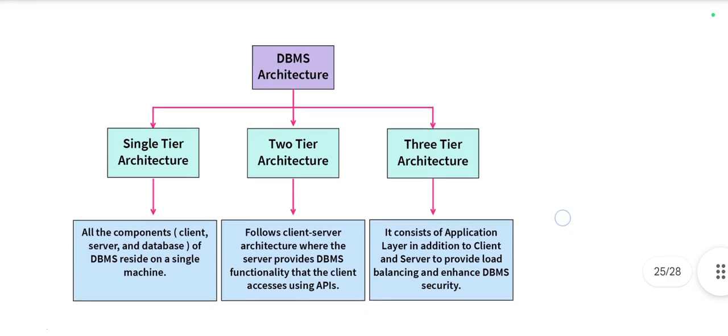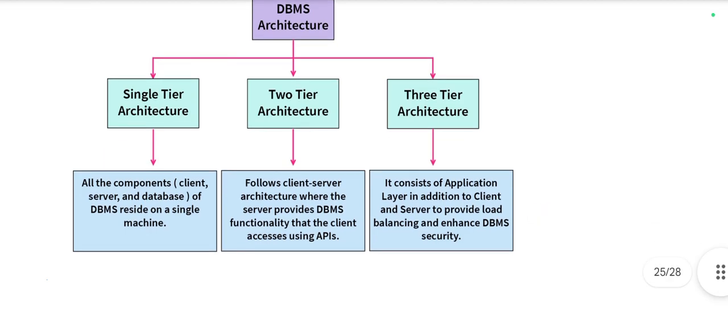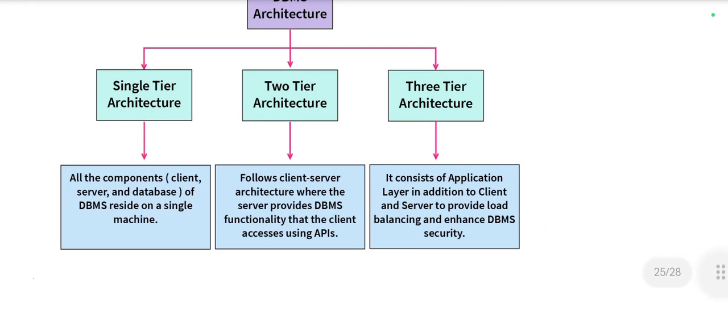DBMS architecture. There are three types of architecture: single tier architecture, two tier architecture, and three tier architecture. In the single tier architecture, all the components of the DBMS reside on a single machine. But the two tier architecture follows client-server architecture, where the server provides the DBMS functionality that the client accesses using an API. The client uses the API to send the request to the server, and the server sends the response according to the user request.